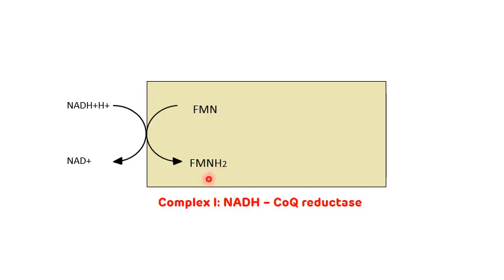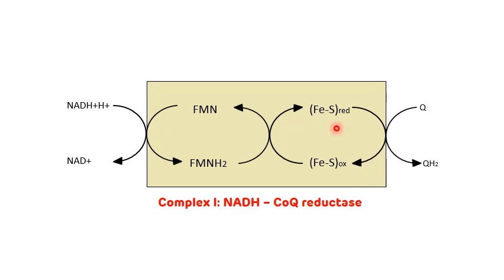Now this FMNH2, flow of electron from FMNH2 occurs to the iron sulfur protein complex, and this iron sulfur protein complex, after receiving the electron, gets converted to the reduced iron sulfur protein complex, and this iron sulfur protein complex transfer the electron to the mobile carrier, that is coenzyme Q. So this coenzyme Q gets converted to the QH2. Fine.